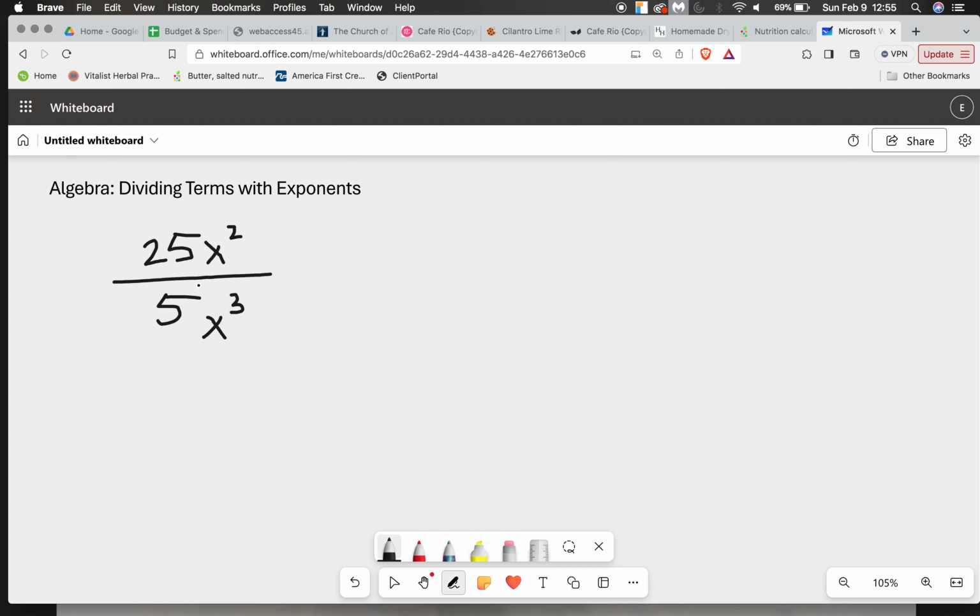Alright, so 25 divided by 5 would be 5 over 1. Let's just put that over 1 there just in case it helps us out. And then that would be multiplied by x squared and x cubed. So x squared divided by x cubed, we're looking at 3 minus 2 equals 1. So on top we have just 1 as a placeholder, and on the bottom we'll have x. So 5 over 1 times 1 over x equals 5 over x. And that is the answer to that problem.